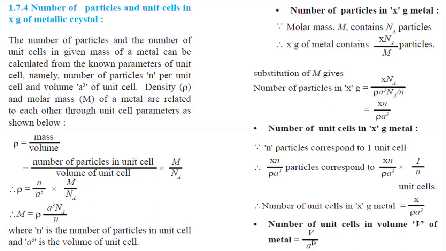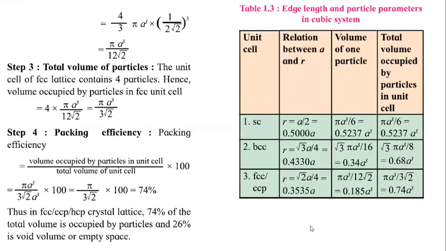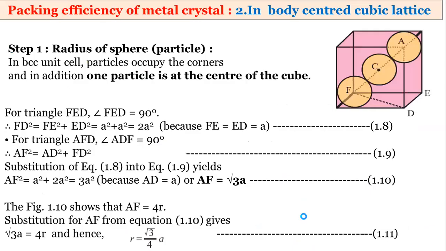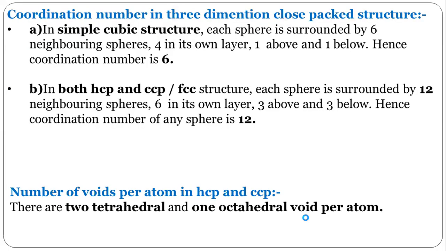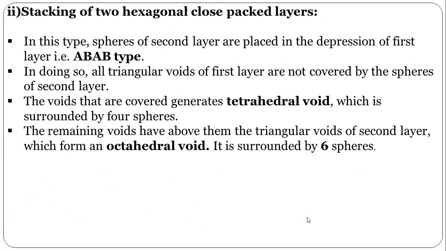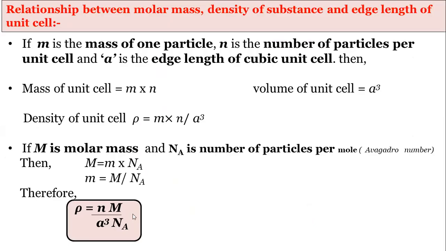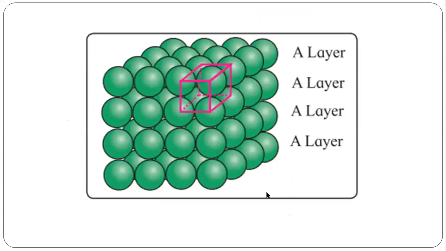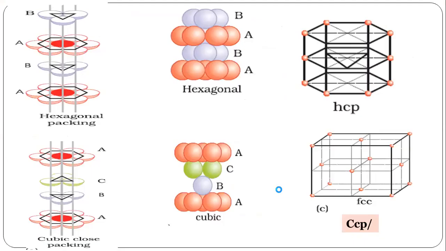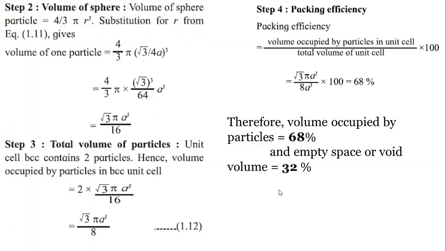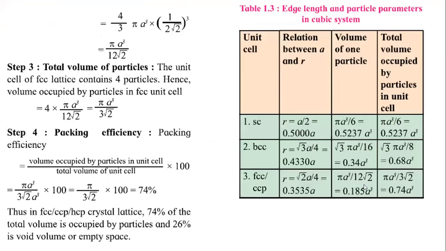So in total there are 4 formulas in this chapter. This is number 1, this is number 2, this is number 3, and I will show you this relation to calculate the density. This one. So these 4 formulas are very important for solving the numericals. And I will also show one chart. We have to remember this chart. These values for simple cubic and body centered cubic, we have to remember.